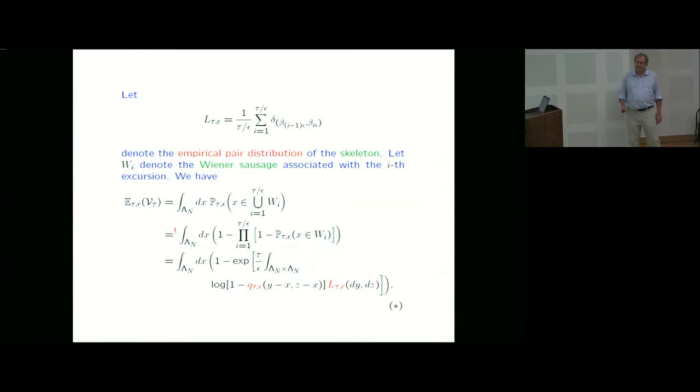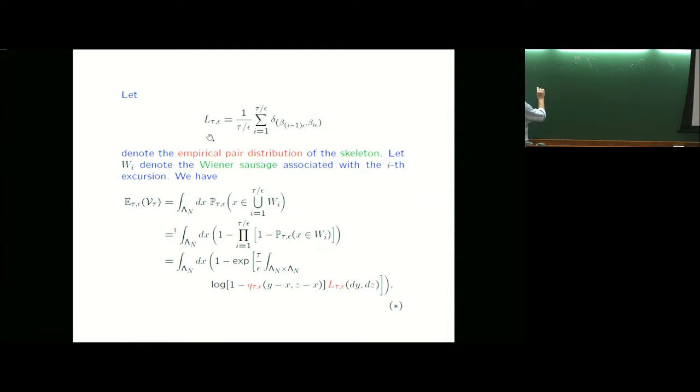Let's do that. So what would this be? This is the integral over all of your torus of the probability given the skeleton that the point x is in the union of the Wiener sausages that are associated with each of these excursions. So each excursion here, let me blow up this piece here. I have here beta i minus 1. Sorry, this should have been epsilon.